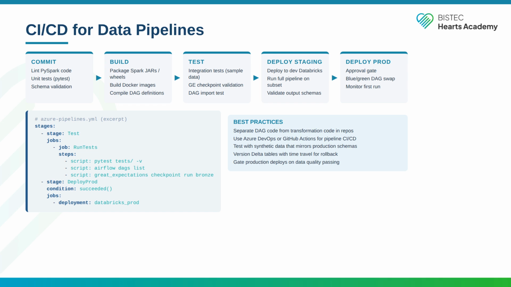5 best practices to follow. Separate your DAG code from your transformation code in your repositories. Use Azure DevOps or GitHub Actions for pipeline automation. Test with synthetic data that mirrors your production schemas. Use Delta Lake time travel for version control and rollback capability. And always gate production deployments on data quality checks passing.